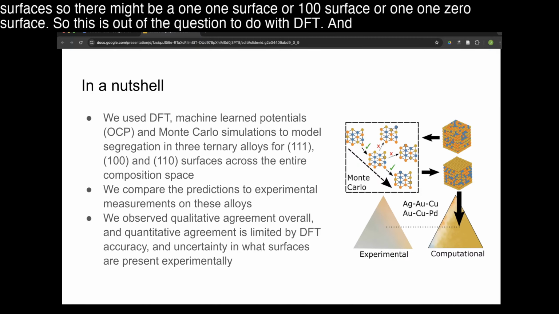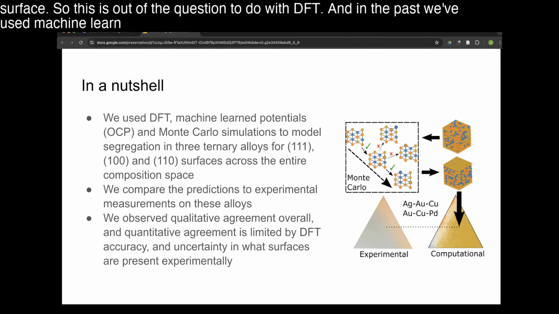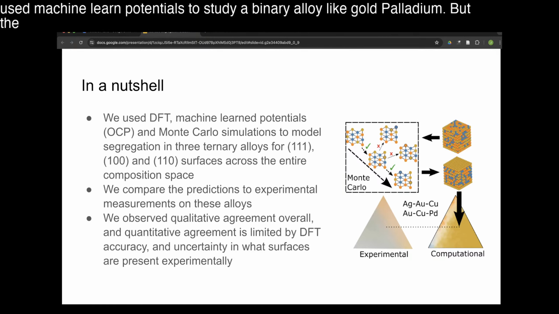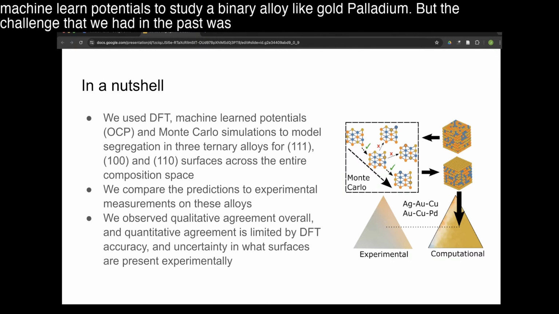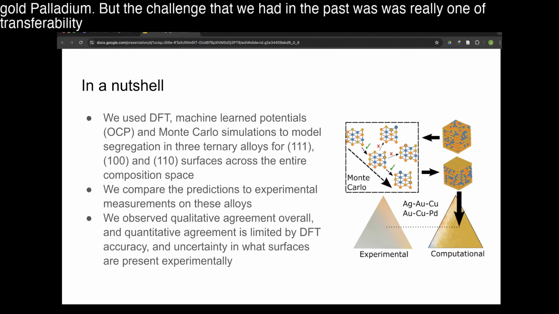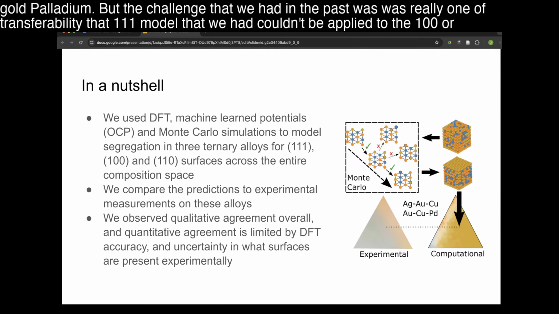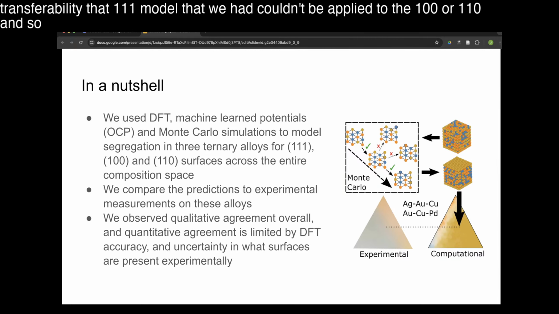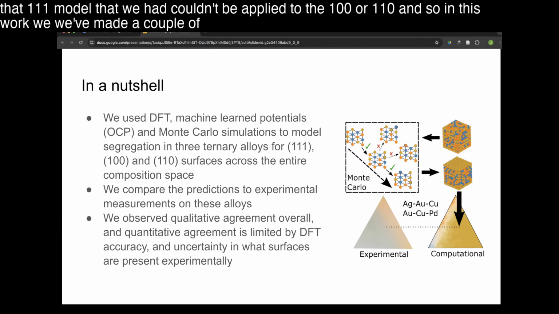And in the past, we've used machine learned potentials to study a binary alloy like gold palladium. But the challenge that we had in the past was really one of transferability. That 111 model that we had couldn't be applied to the 100 or 110. And so in this work, we've made a couple of advances in that.